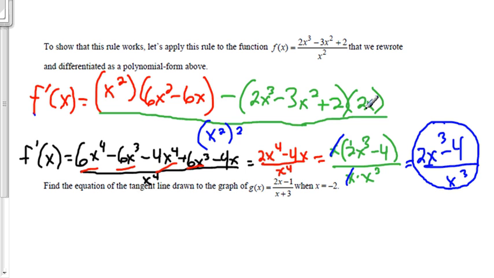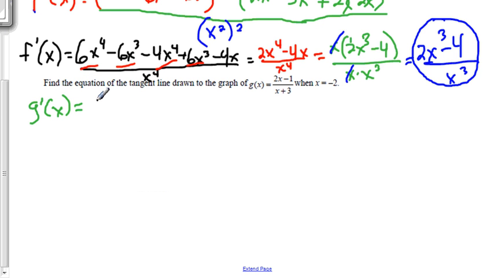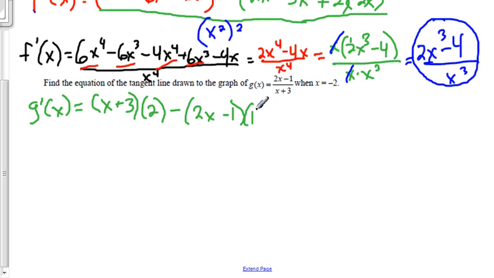All right, now let's find the equation of the tangent line drawn to the graph. What is the tangent line? Well, the slope of the tangent line equals the derivative. So I'm thinking derivative here, and I have a binomial divided by a binomial. I'm thinking quotient rule. So let's start setting this up. So the derivative equals denominator times the derivative of the numerator minus the numerator times the derivative of the denominator all over denominator squared.